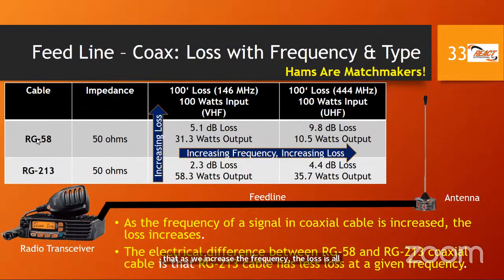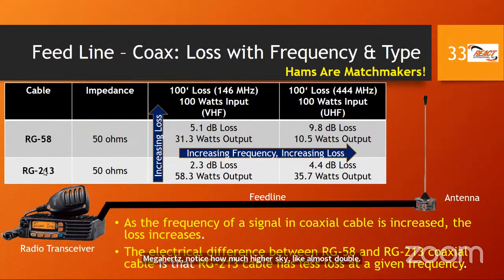Let's deal with another type of cable, RG213, which is a better cable, meaning it has less loss per foot. The loss per 100 foot of RG213 cable is 2.3 dB. Notice it's less loss than the RG58 cable, but it's still some loss, right? But notice that when I use it on the VHF frequency, 146 megahertz, it's only 2.3 dB loss per 100 foot. But when I go to a higher frequency, 444 megahertz, notice how much higher. It's kind of like almost double. It's 4.4 dB loss per 100 foot.